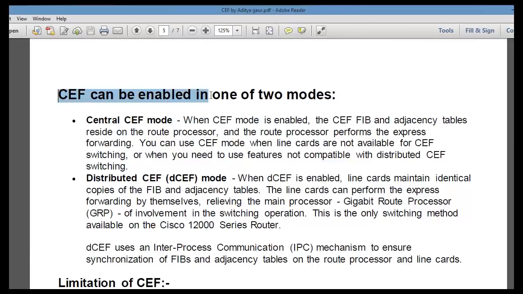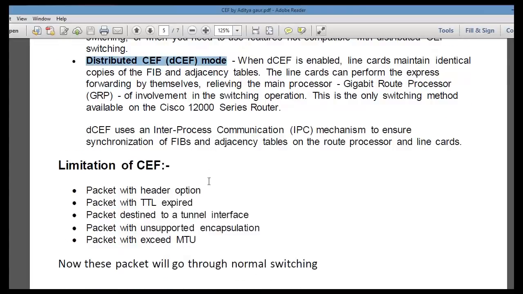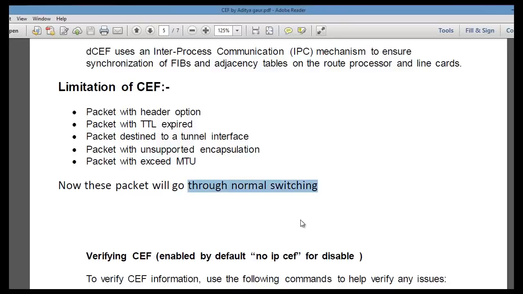CEF can work in two modes: centralized CEF and distributed CEF. What is the limitation of Cisco Express Forwarding? It will not work when a packet has some header option, TTL expiry, a tunnel interface as the destination, unsupported encapsulation, or when it exceeds the maximum transfer unit. At that time CEF is not going to work, and normal switching will take place. Great.